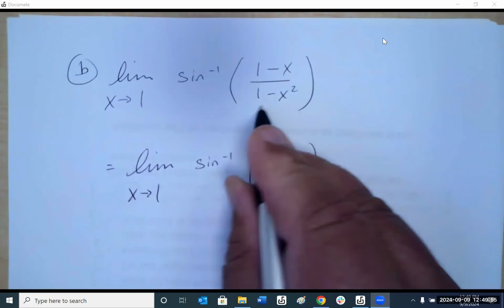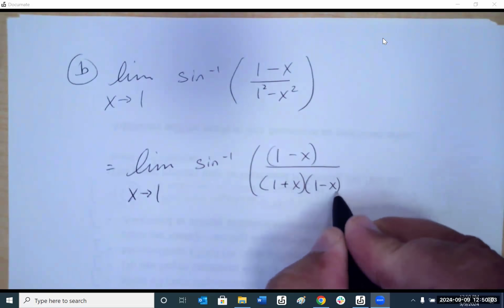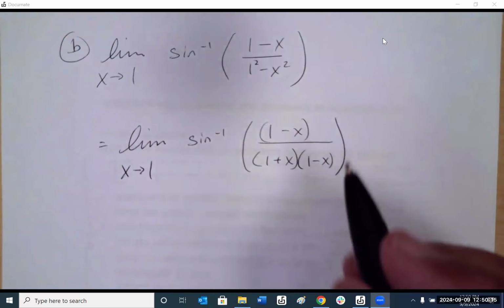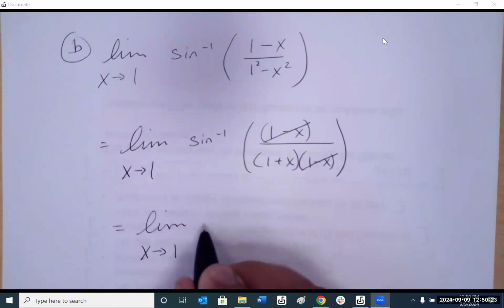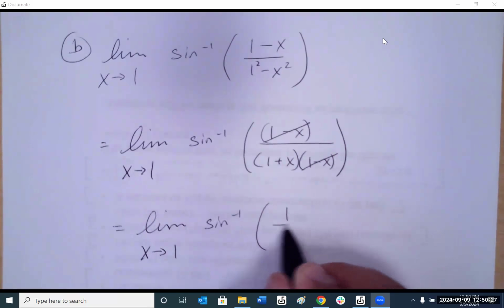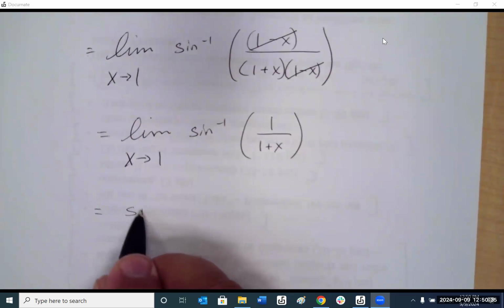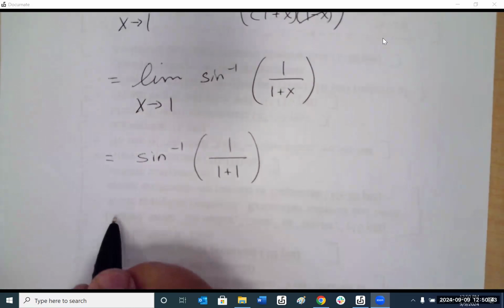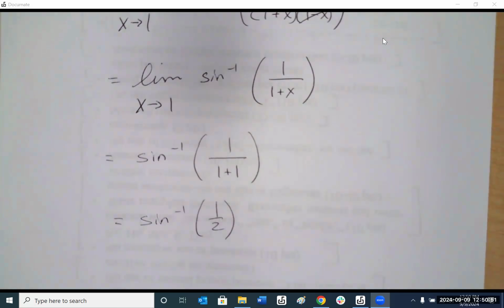The denominator is a perfect square difference, which makes it 1 plus x, 1 minus x. So the 1 minus x is canceled, and we have 1 over 1 plus x. We could plug in our x, which is 1. So the inverse sine of 1/2.